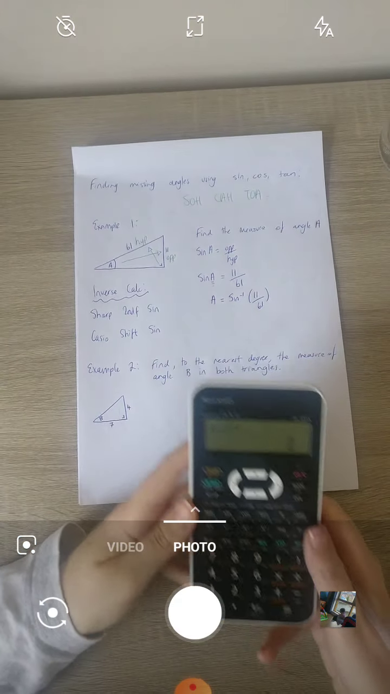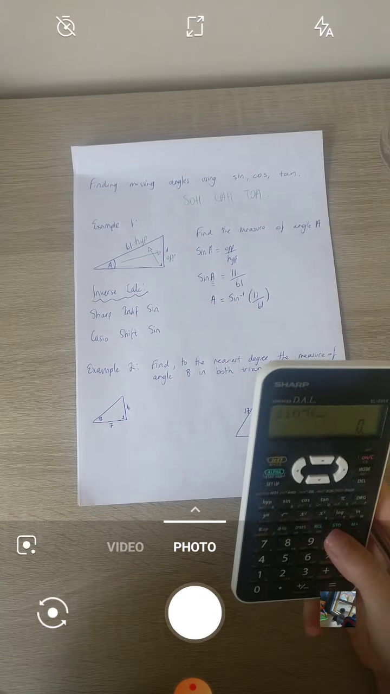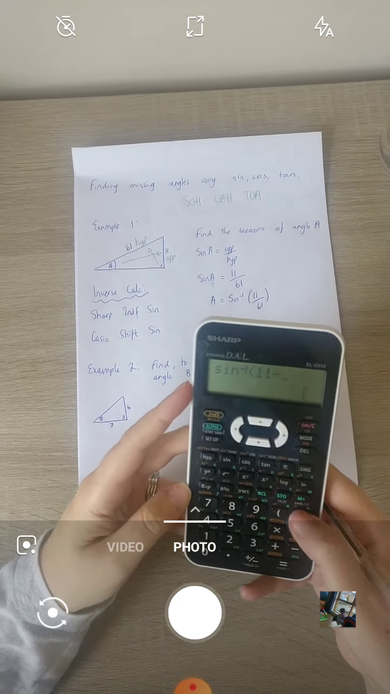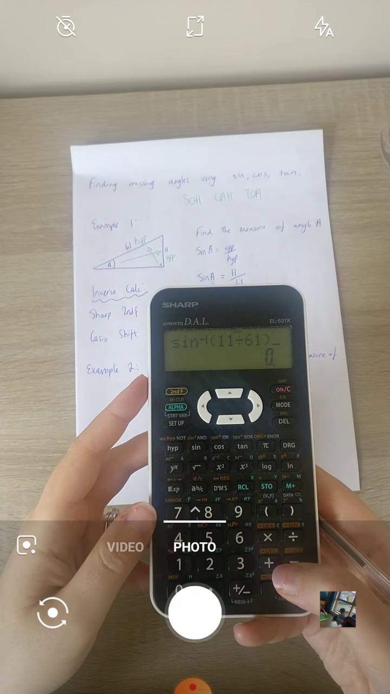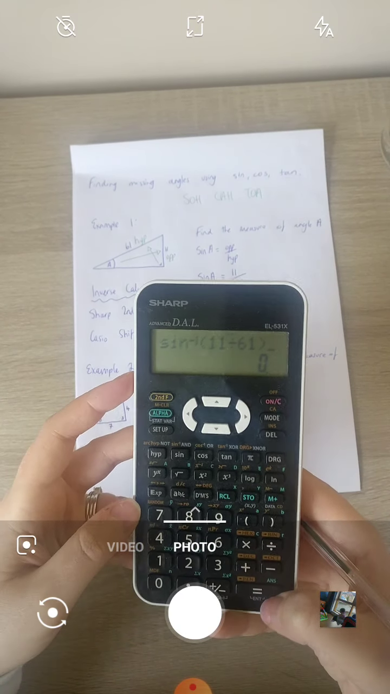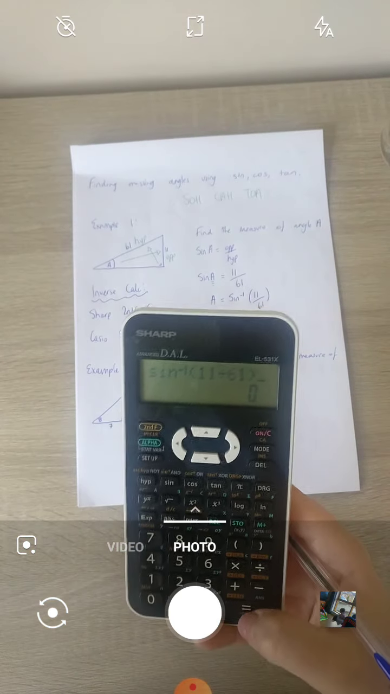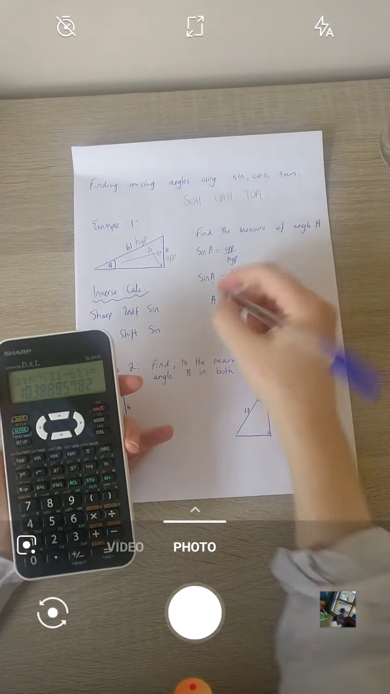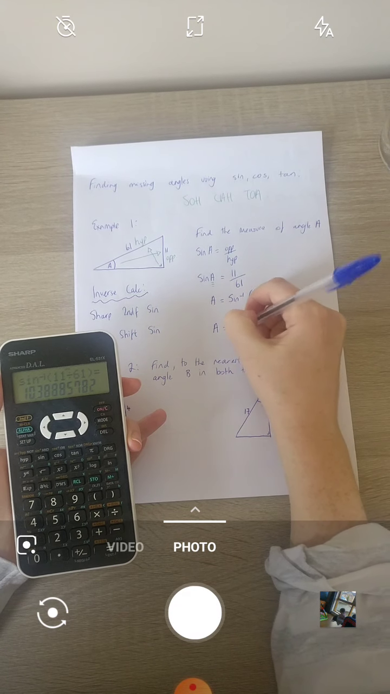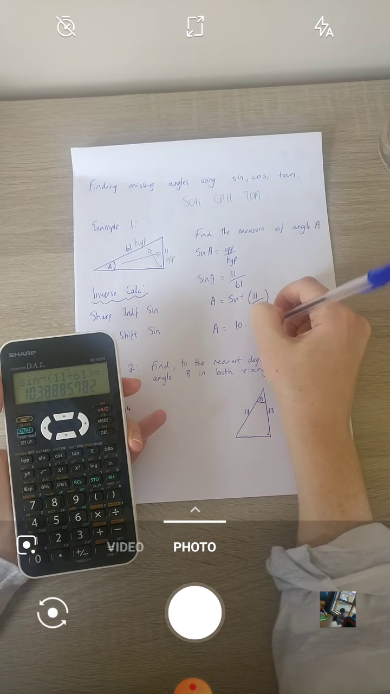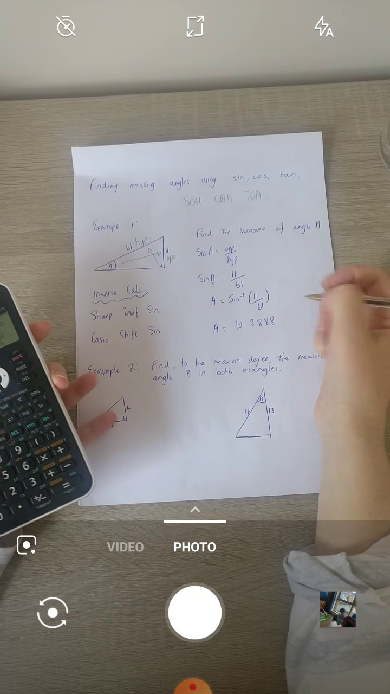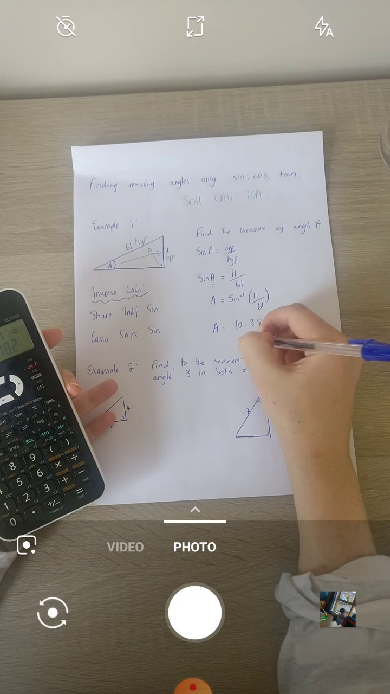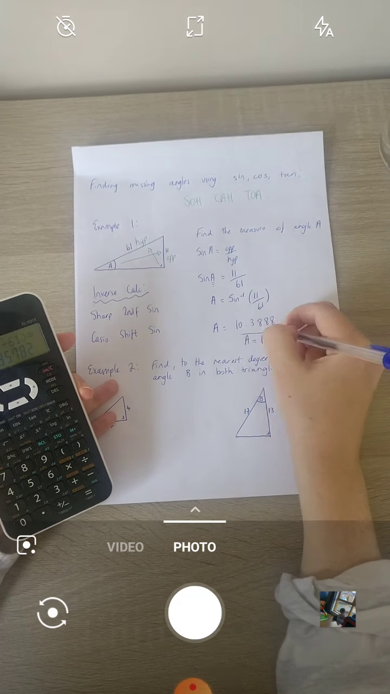Okay. And I'm going to put in brackets 11, and I'm actually just going to do divided by 61 because sometimes the fraction button doesn't pick it up fully correct depending on what calculator you have. So 11 divided by 61. So I have 10.3888. So the angle is 10.3888. And I'm just going to do to the nearest whole number. It didn't say. So I'm just going to do A is equal to 10 degrees.